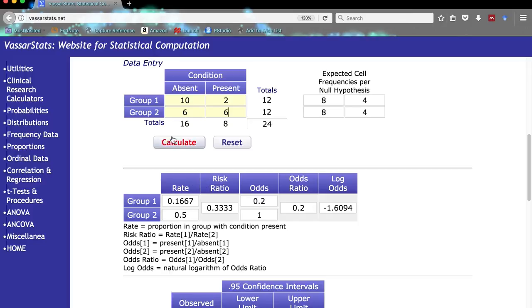So I really like the way they lay this out. It's the rate for each group. This one divided by this one is this one. This one divided by this one is this one. Okay. Log odds here is just the log odds of this number.